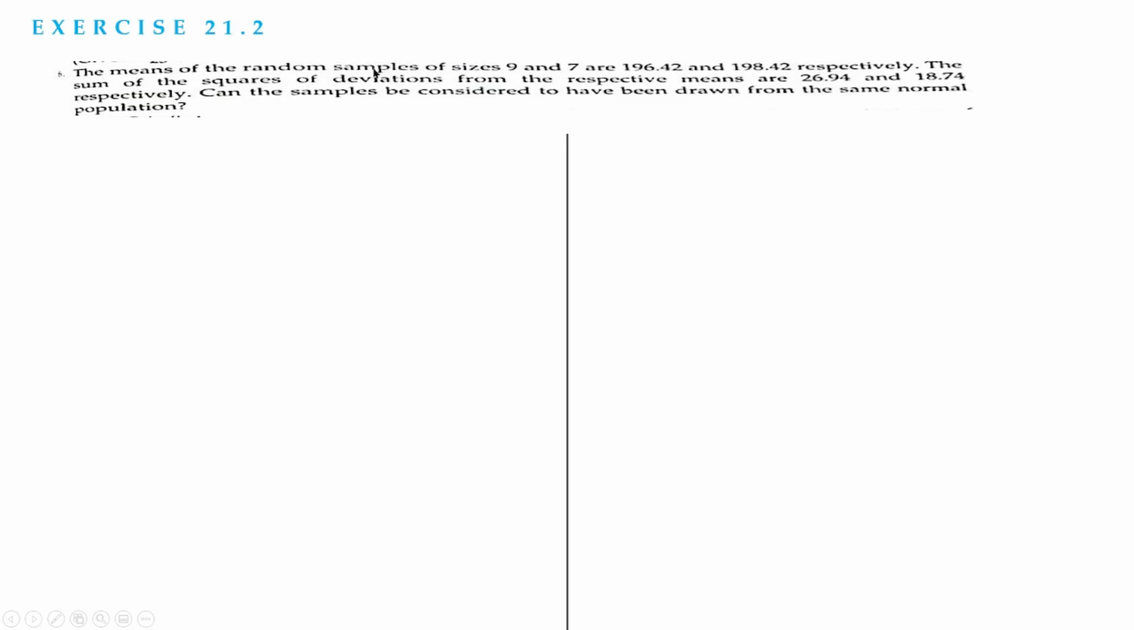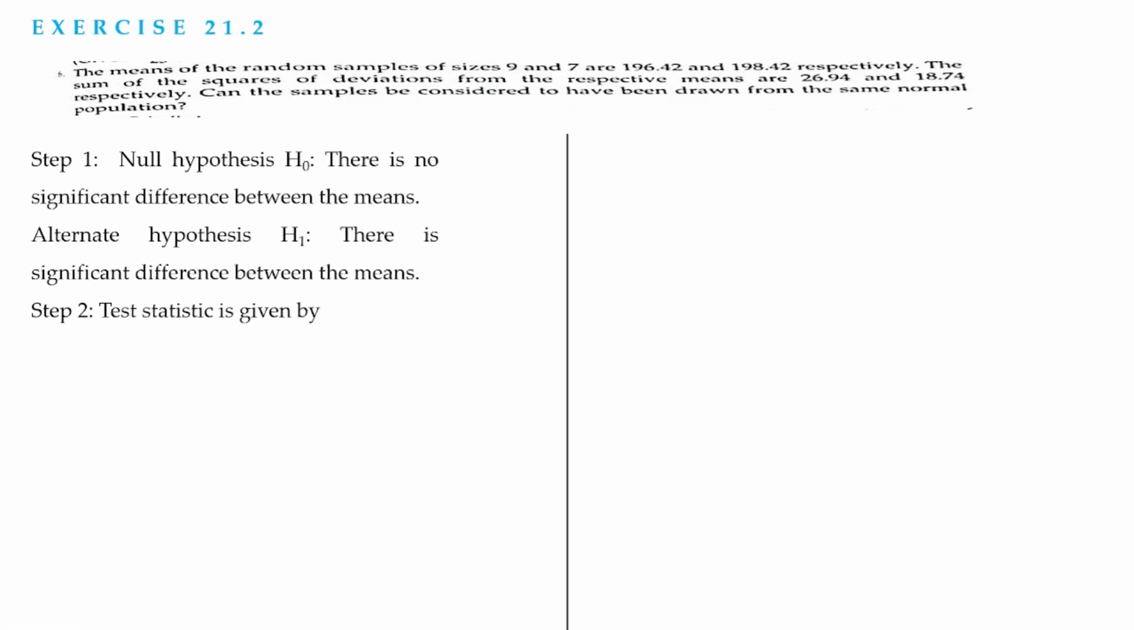So here the sample sizes are given, the sample means are given, and the sum of the squares of deviation from the respective means are given. We need to test whether the samples are drawn from the same normal population, that is, the sample means are equal. So the null hypothesis H0 is there is no significant difference between the means, and the alternate hypothesis H1 is there is significant difference between the means.